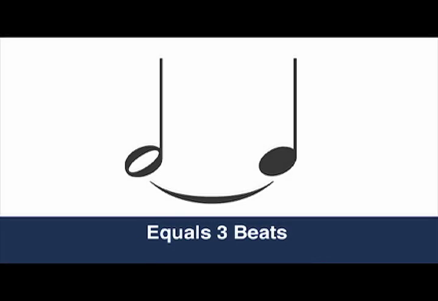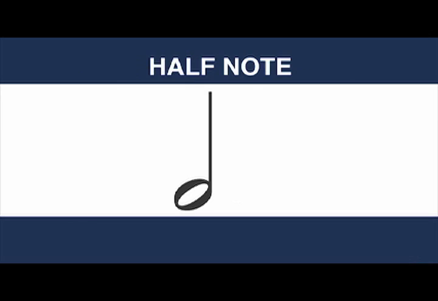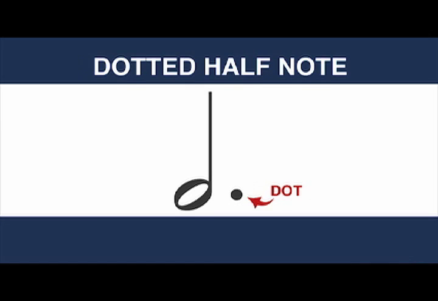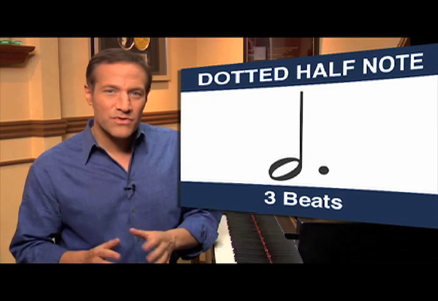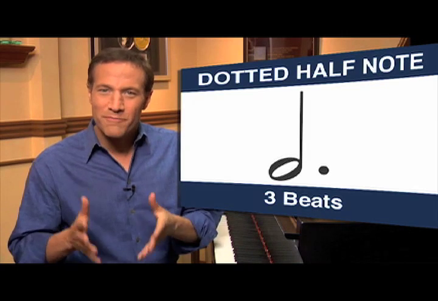Now here's where we can learn one final bit of notation. We just learned that a half note tied to a quarter note equals 3 beats. There's still another way to write this duration of 3 beats, and it's really common in music. It's called a dotted half note. It's a half note with a small dot added to the right. When you see this combination, it also means the half note gets 3 beats.